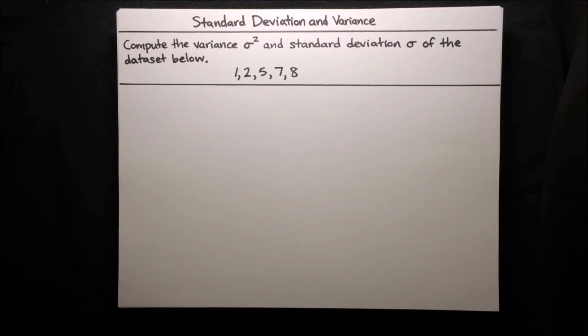In this video, we're going to learn about standard deviation and variance. So here we want to compute the variance sigma squared and the standard deviation sigma of the dataset below. The dataset is 1, 2, 5, 7, 8.